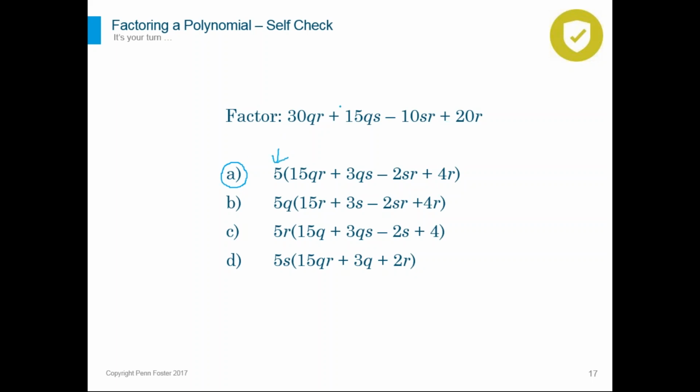Let's look though at the variables. We have Q and Q. No Q's there, so Q should not appear in our greatest common factor. Let's see the R. R is there, but not there. It's not going to be part of our answer. What about the S? S is not common, so there is no S either. So there is only a number in our greatest common factor. Divide each term over 5, and whatever you get there will make up the second factor of the polynomial. So this is factor number 1, and this is factor number 2.